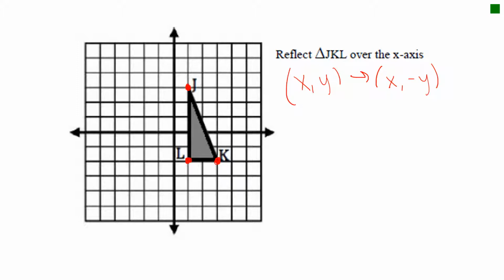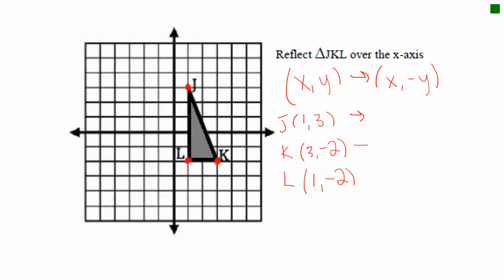So first, let's label our points J, K, and L. So J is the coordinate 1 up 1, 2, 3. So our coordinate for J is 1, 3. And our coordinate for K then is 3, -2. And our coordinate for L is 1, -2.